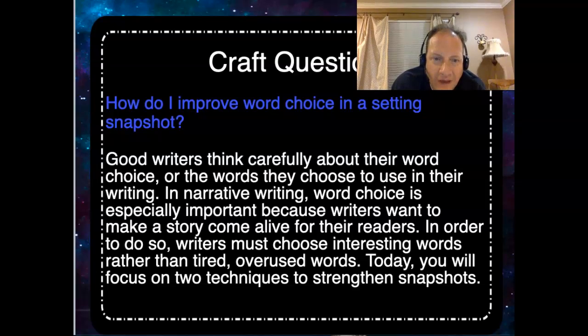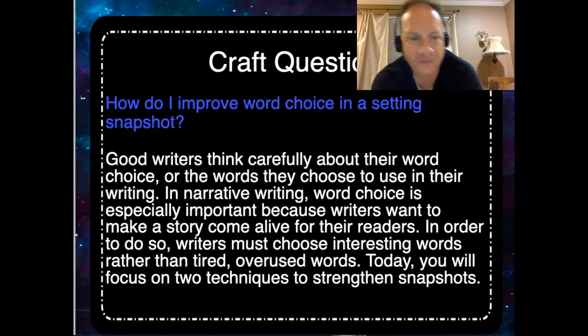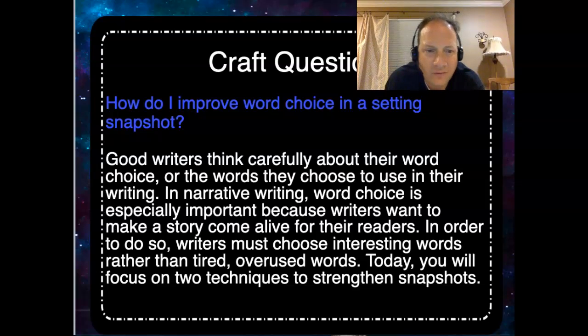Okay? So how do I improve word choice in a setting snapshot? Good writers think carefully about their word choice, or the words they choose to use in their writing. In narrative writing, word choice is especially important because writers want to make a story come alive for their readers. So I'm going to stop right there. We're going to be doing narrative writing, and when you do that, you really want to use a lot of descriptive words that help the reader feel like they're in the middle of the activity. In other words, writers must choose interesting words rather than tired, overused words.